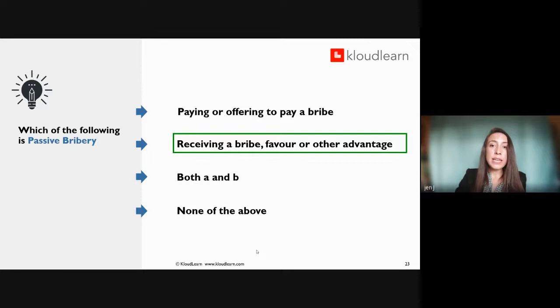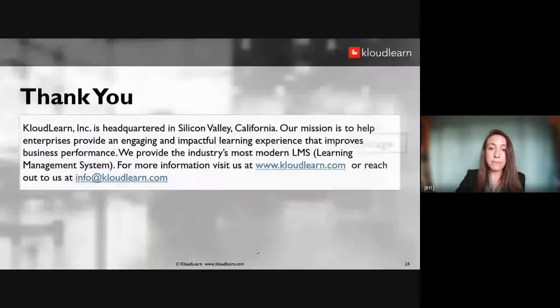Which of the following refers to passive bribery? Paying or offering to pay a bribe, receiving a bribe, favor, or other advantage, both A and B, or none of the above. Receiving a bribe is passive bribery. Active bribery is paying a bribe. But remember, both are illegal.